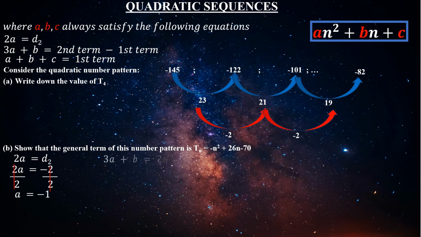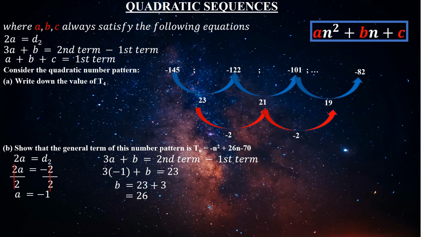Now the second equation: 3a plus b should give us the difference between the second term and the first term, and we have it right here. You can see it's 23. So 3 times a, where a is negative 1, plus b should give us 23. Now b equals 23 plus 3, because the 3 is negative here, and if we do that, we get 26.